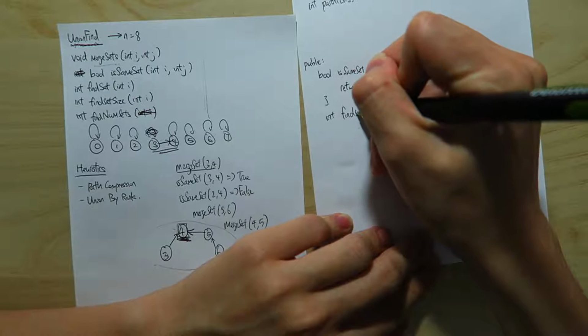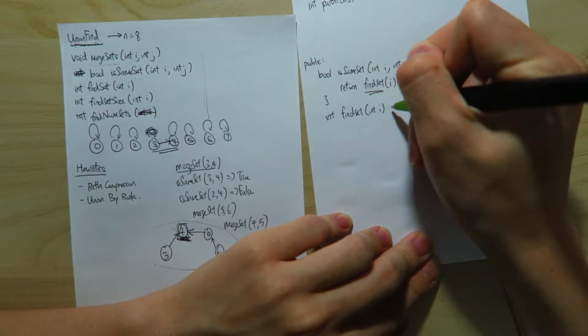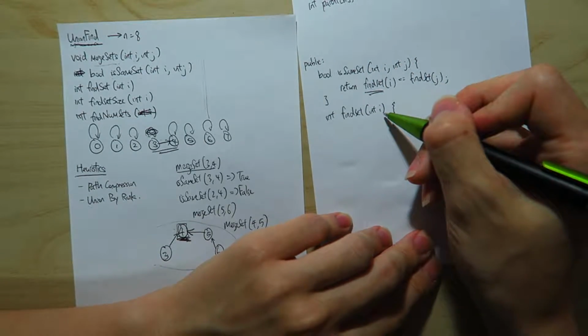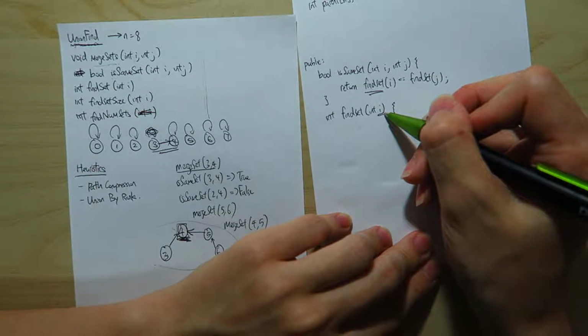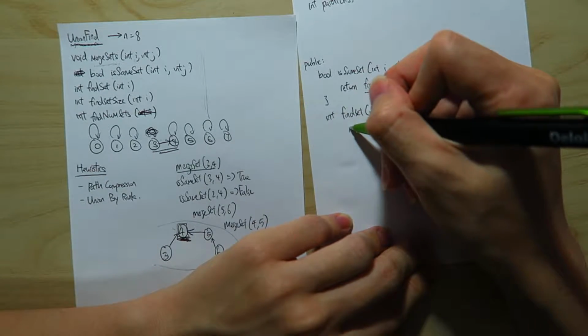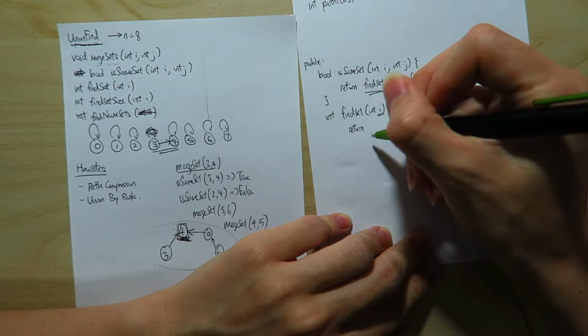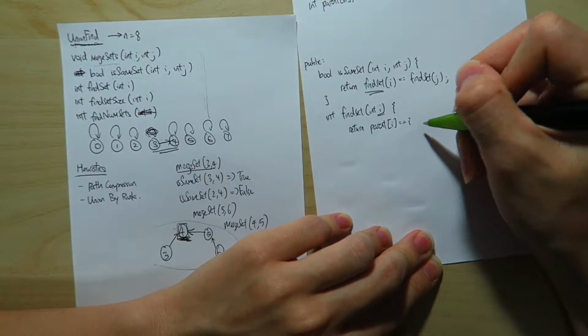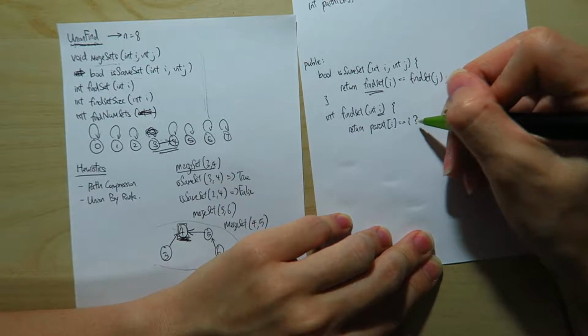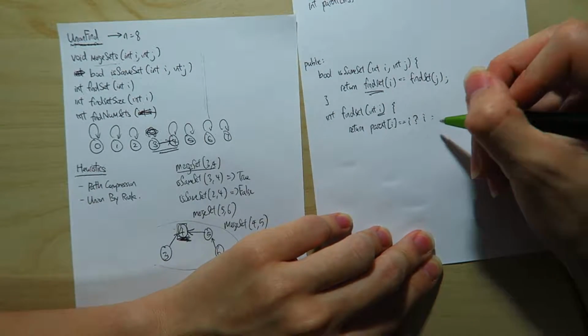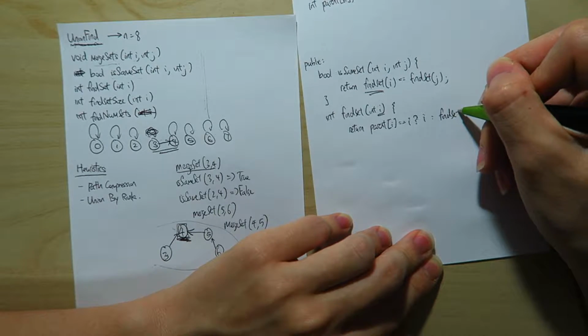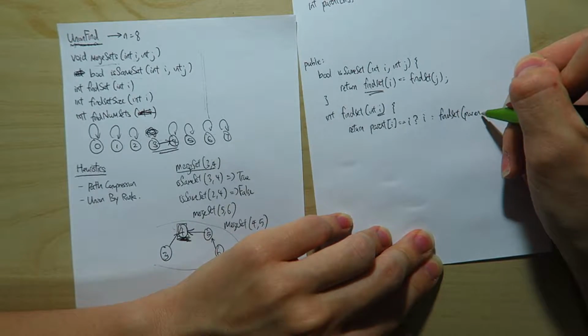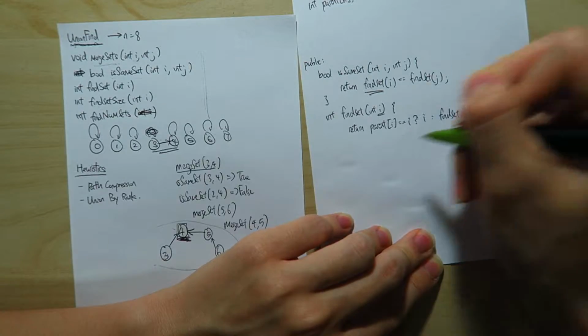So for find set, really what is going to happen is we're just going to find the parent pointer, the parent of the set containing i. So how do we do that? So we can do something like return. We're going to check whether the parent of i is equal to i, and if it is, we're going to return i. If it's not, we're going to find set of the parent of i. So something like this.